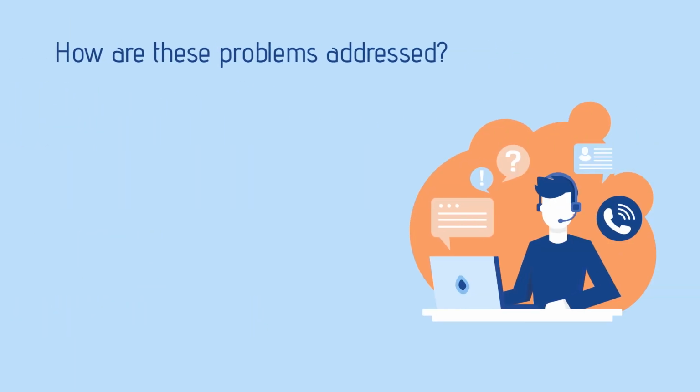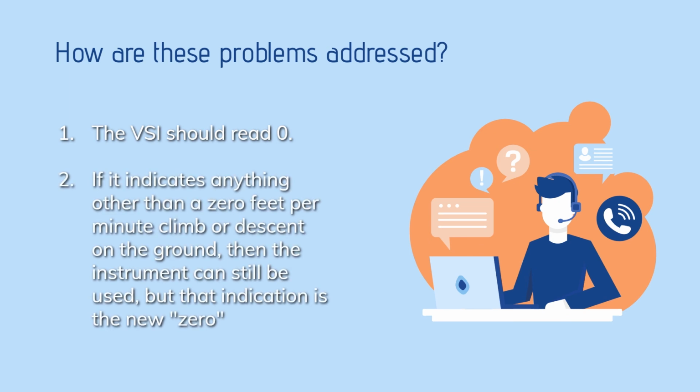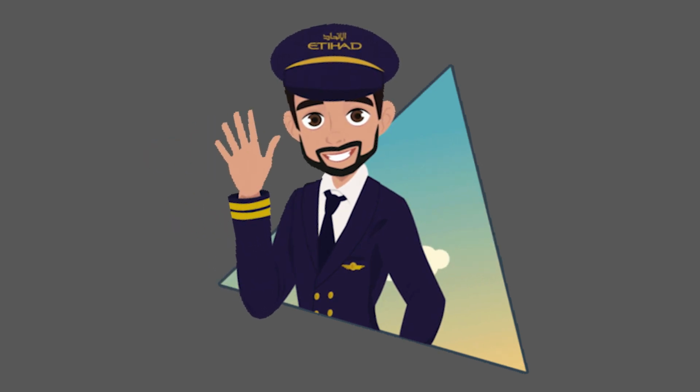How are these problems addressed? The VSI should read 0. If it indicates anything other than a 0 feet per minute climb or descent on the ground, then the instrument can still be used, but that indication is the new 0. This, of course, is highly discouraged if the error is such that a mistake could create a serious hazard to flight, especially in weather. But before we end this video, I got some trivia for you.